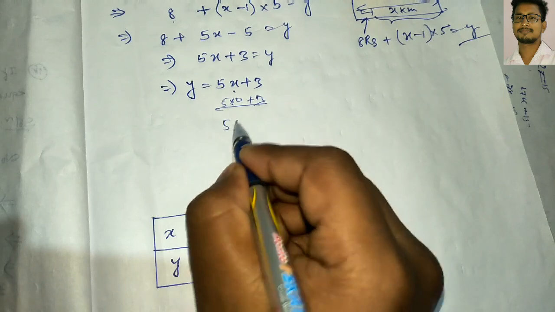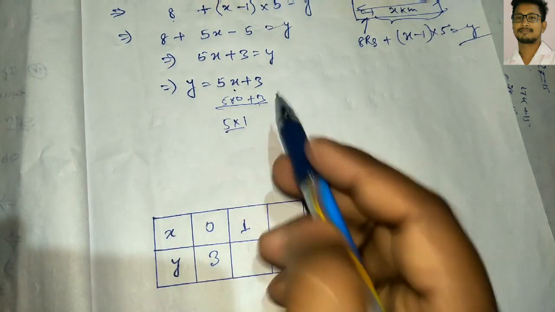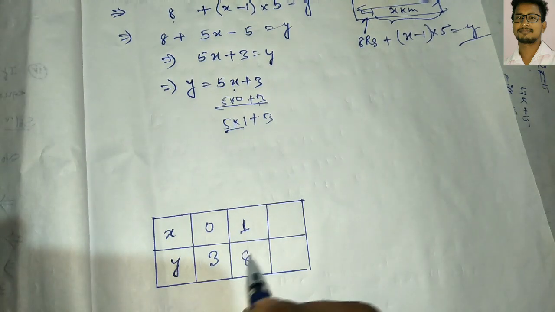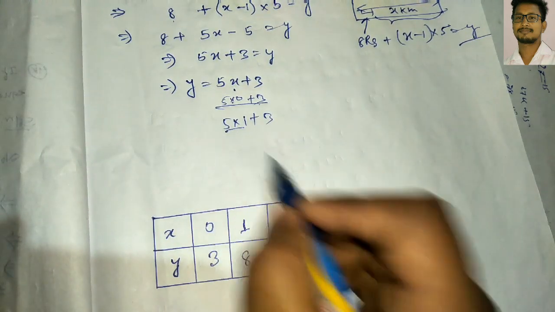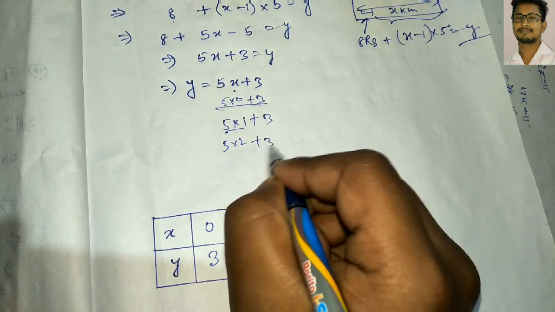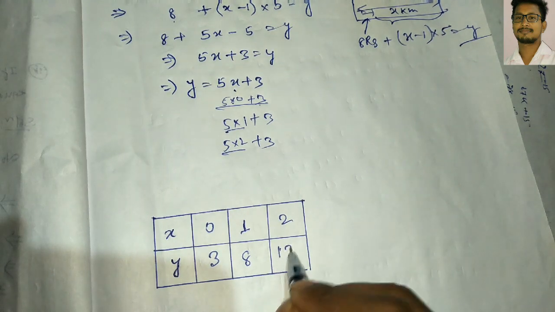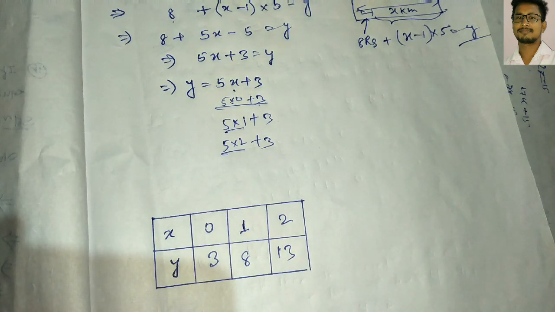Now you take x as 1, so what will we get? 5 ones are 5 plus 3, that means 8. Now you take x as 2, so 5 twos are 10, 10 plus 3 is how much? 13. Now all these points you plot in the graph, then you will get the required graph. Okay friends, we continue. We'll go now to the next question.